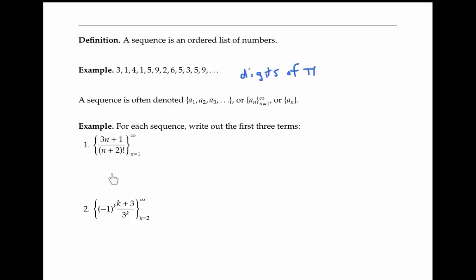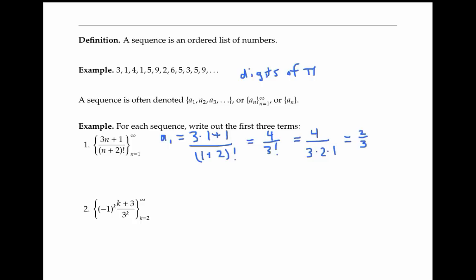For these sequences, given by formulas, let's write out the first few terms. We start with n equals 1, and we get a sub 1 is 3 times 1 plus 1 over 1 plus 2 factorial. That is 4 over 3 factorial. Recall that 3 factorial means that we start with 3 and then multiply with consecutive numbers all the way down to 1. This simplifies to 4 sixths, or 2/3.